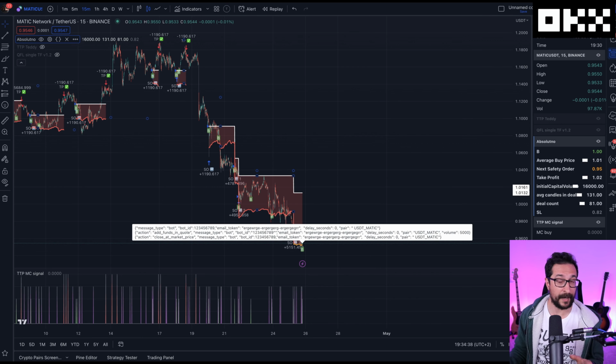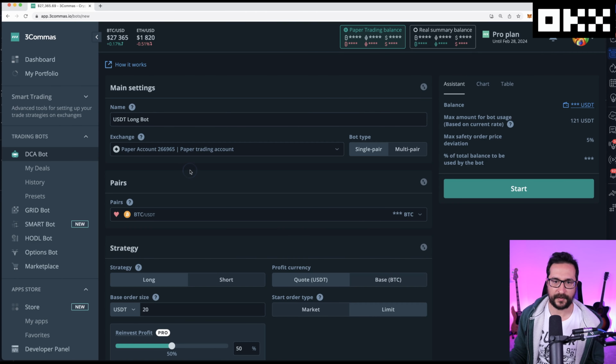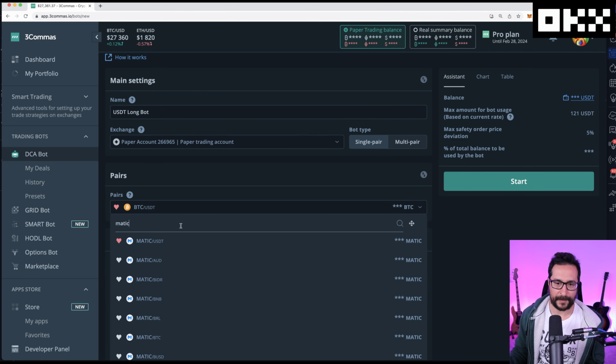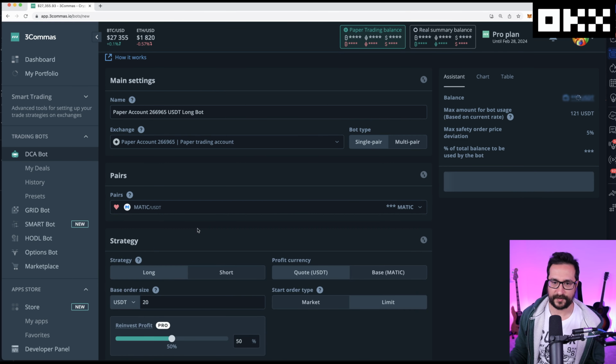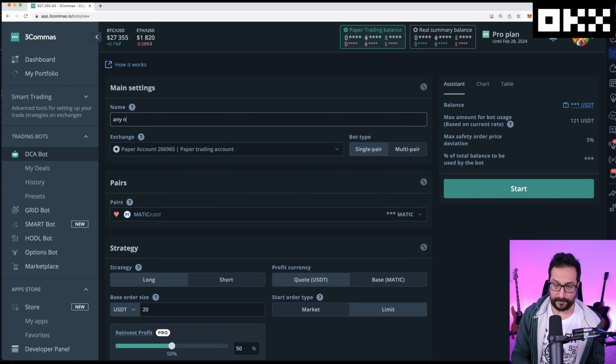How to create a DCA bot that can connect with this? Pretty simple. Let's have a look. Let's say we are going to use Matic USDT on Binance. First of all, make sure that you're selecting the correct asset in the chart. In this case, Matic on Binance. And the same thing, if you're using Binance, then use the same exchange and the same asset and the same quote currency. So let's look for Matic. We need to use Matic USDT. You can set any name in the bot.